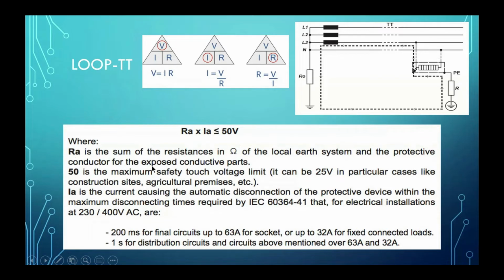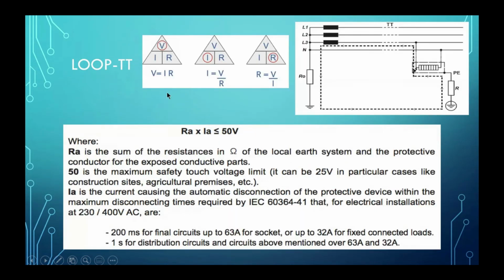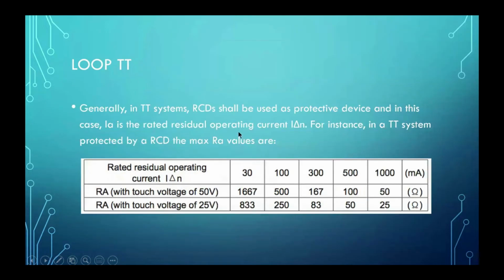So RA is the resistance. 50 is the safety touch voltage. IA is the tripping current of your protective device. Then this formula must be respected. Generally in the TT system, an RCD shall be used as the protective device, and in this case IA is rated as the residual operating current. So meaning to say, in this formula IA is equal to your operating current, your RCD rated current.